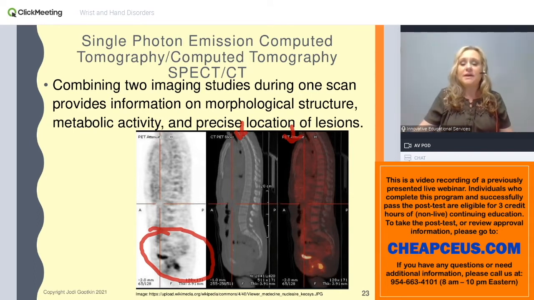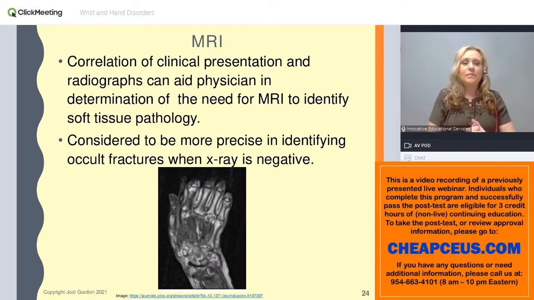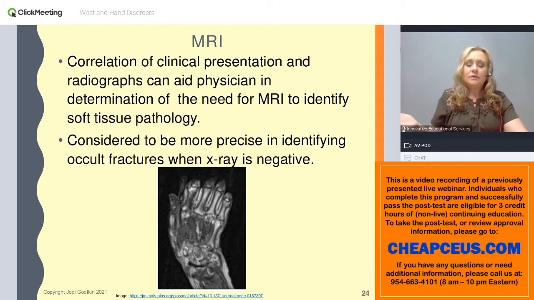MRIs are often utilized to correlate with the clinical presentation. Some studies say that if a fracture is initially not seen on X-ray, particularly of those carpal bones, and the patient is presenting to us with continued pain and range of motion restrictions, the next test the physician orders is likely going to be that MRI to more clearly see those soft tissues as well as the bony structures to try and identify those pathomechanics.